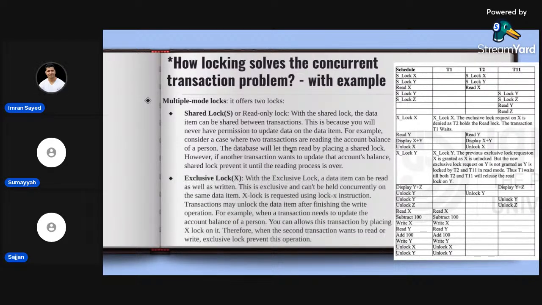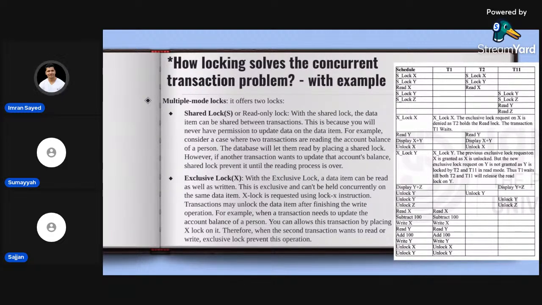Exclusive lock, when you apply that, that means you can read it, you can also make changes. But if you take this lock, which is denoted by X, then nobody else can work on this particular data item if you have acquired that exclusive lock.